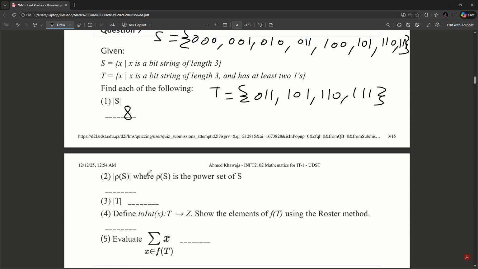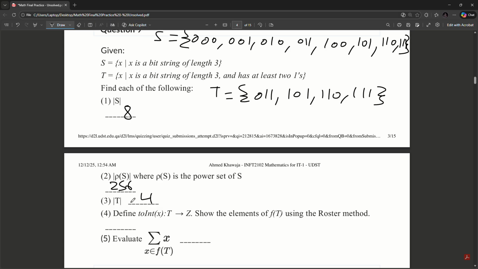Now, what is the power set of S? That's basically 2 to the power of 8, right? 2 to the power of 8 is 256. There are 8 items. T is 4 items: 011, 101, 110, and 111.